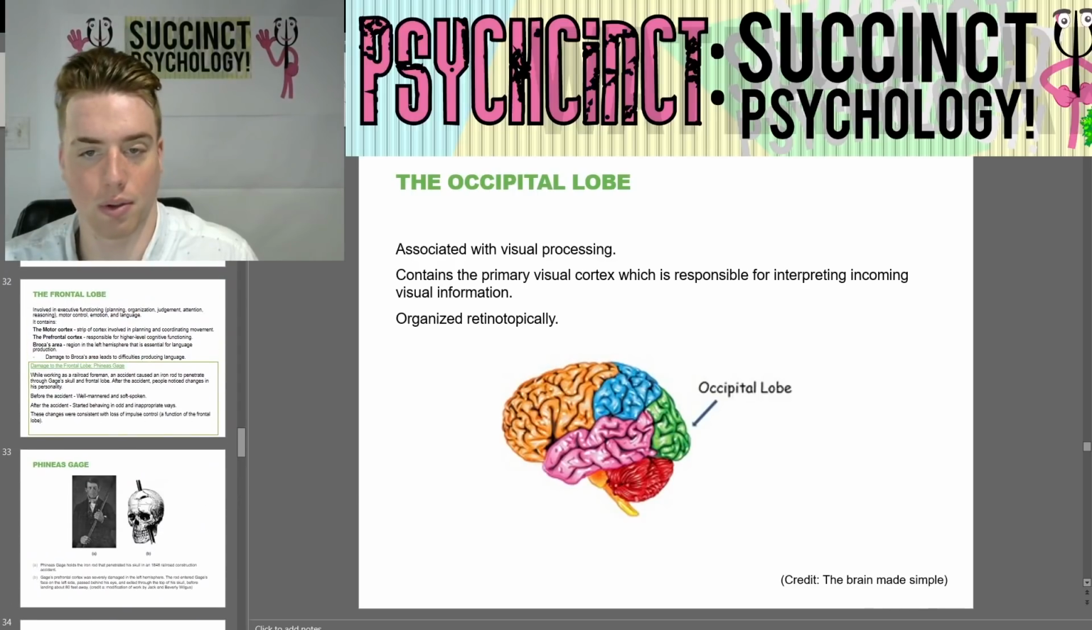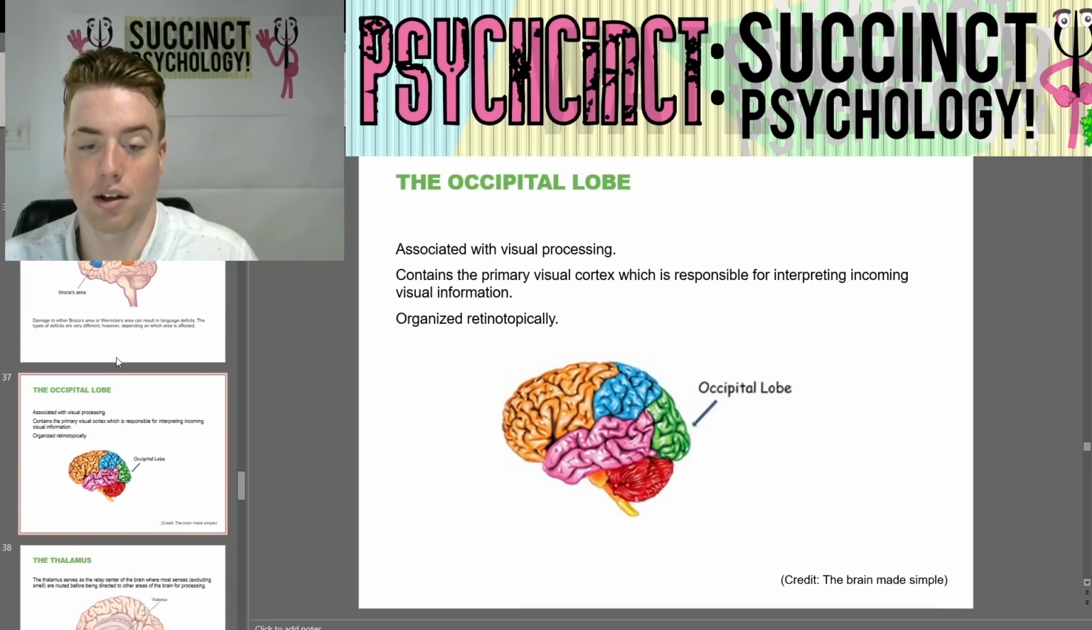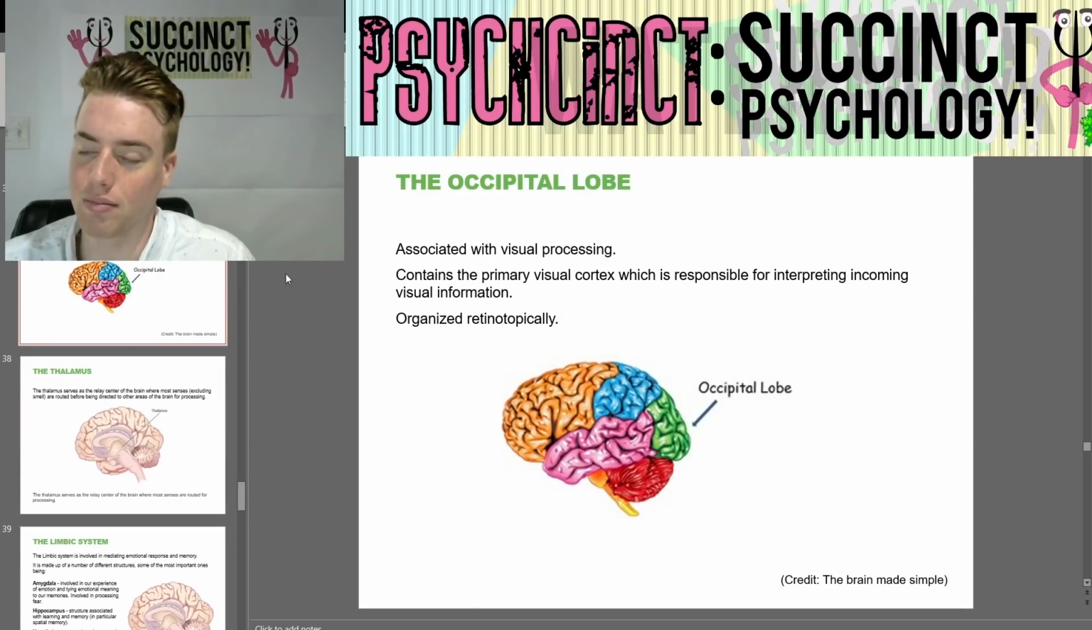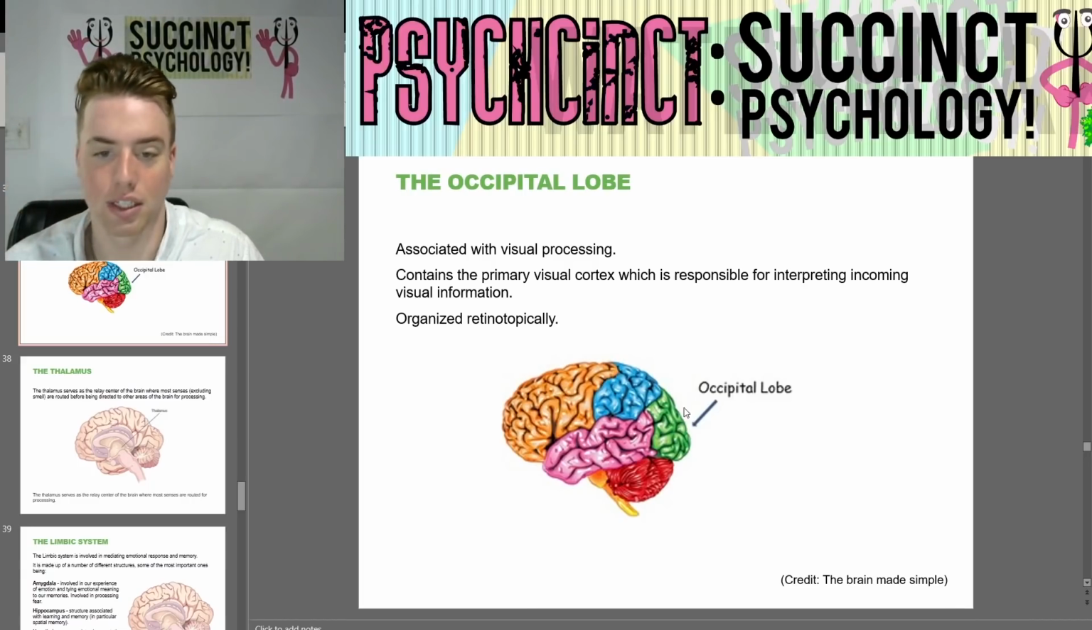Last time we were just going through all different parts of the brain, lobes, what they do, all that cool stuff, and so we're going to continue going through that because there's a lot of parts in the brain, so it's very in-depth here. So, starting off, we have the occipital lobe, which is associated with visual processing. It contains the primary visual cortex, which is responsible for interpreting incoming visual information, and is organized retinotopically. So here, occipital lobe, remember, back of your head, kind of.